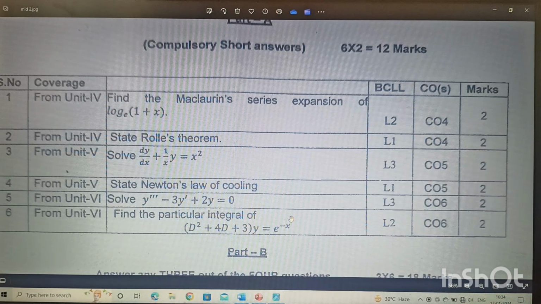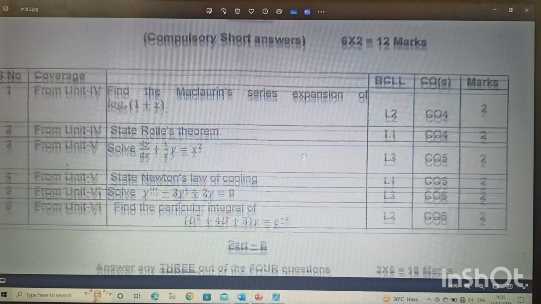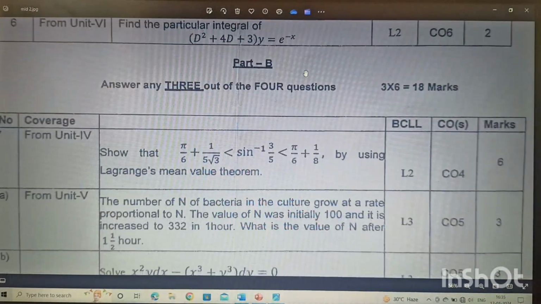The solution is yc plus yp, but in this short question only finding yp is enough. Okay? Finding yc is not required. So these are the short questions from the 3 units. These are 2 marks questions. Similarly, the long questions, see that.